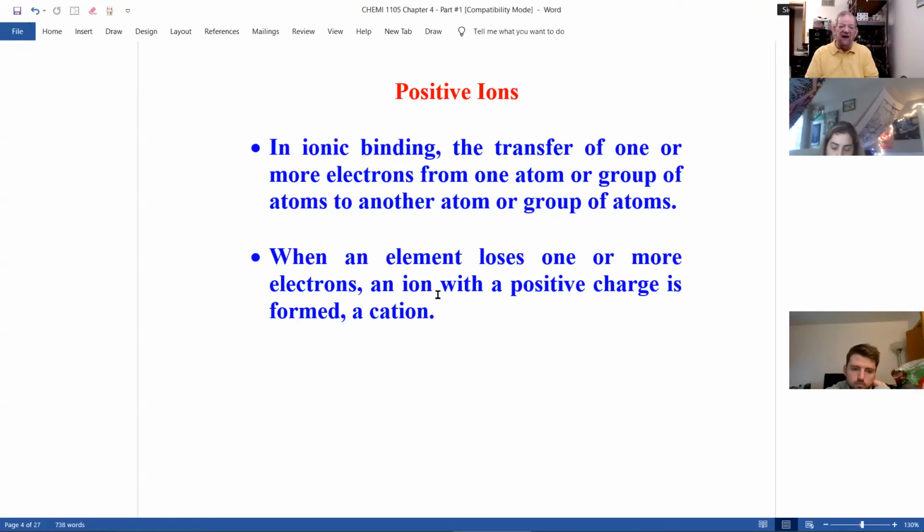And you should know a positive ion is an element with a positive charge. And I'll never ask, but it's called a cation.